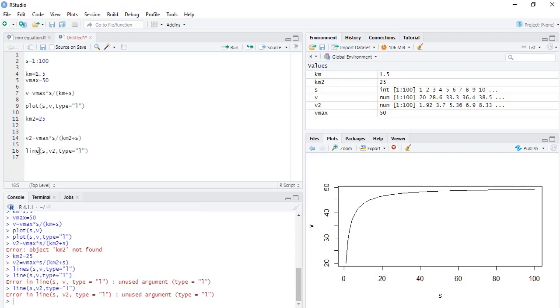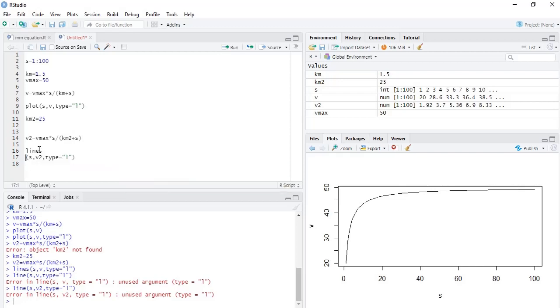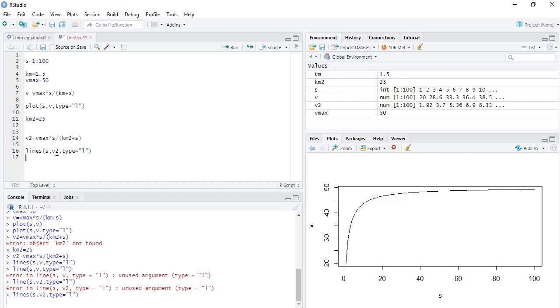Why is it not getting added? Lines. Yeah, that line has got added, and we can see that because of increased Km, the reaction velocity is coming down. We'll change the color to make it in contrast to the above line.